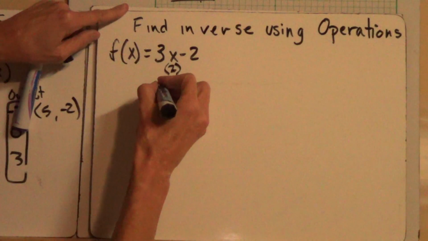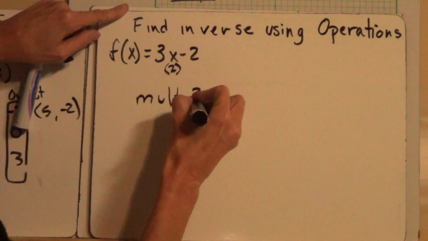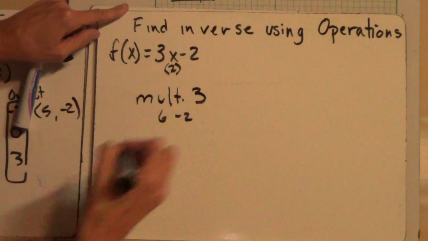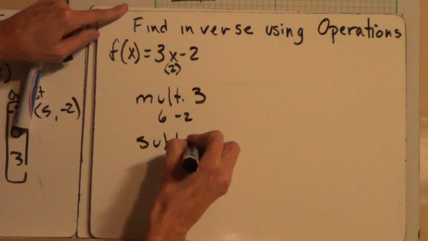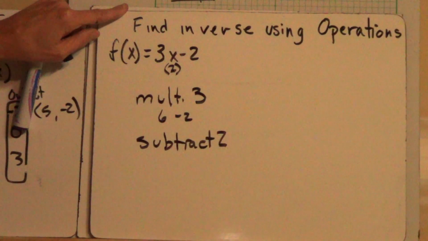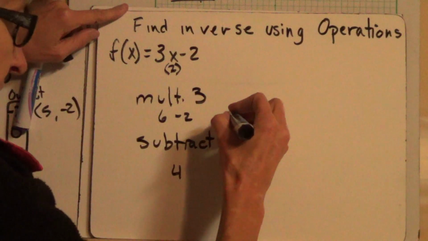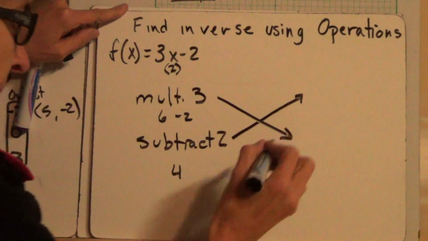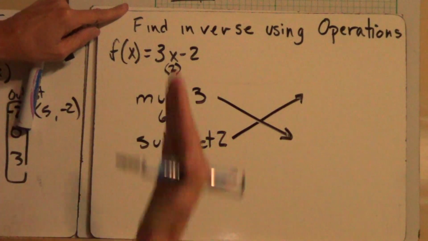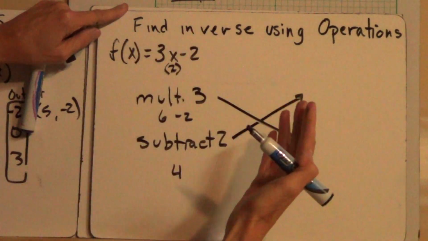So if we plug in 2, the first thing we would do is multiply by 3. That would give us 6, minus 2 then. Next thing we would do is subtract 2. And we would get 4 as our answer. Okay? So now to do the inverse, to find what the inverse is, we invert their order and do the opposite. It's like when you're solving for x and you go up the PEMDAS. Now you're going to do it backwards and with the inverse operation.